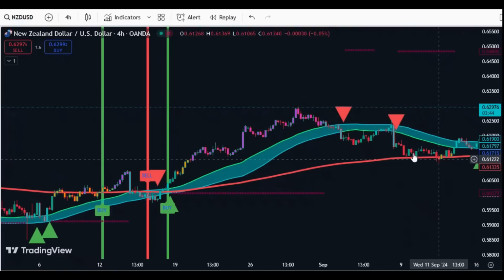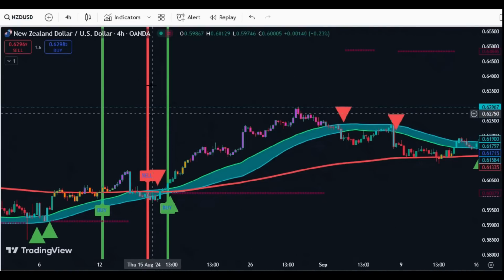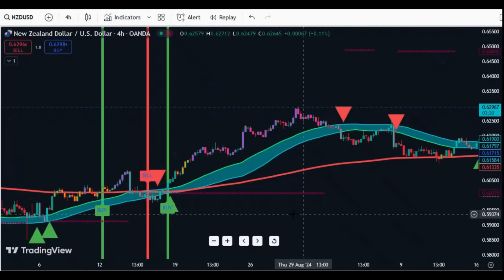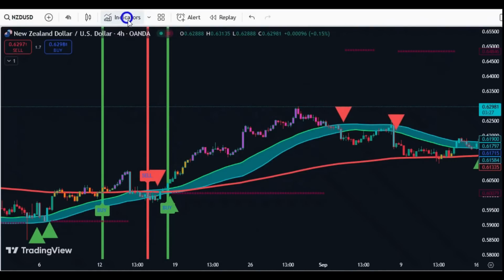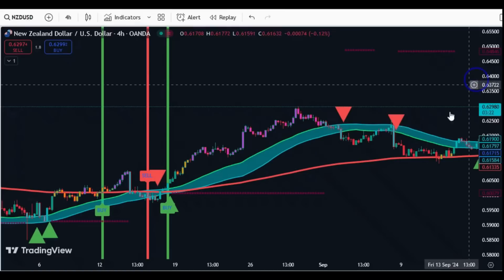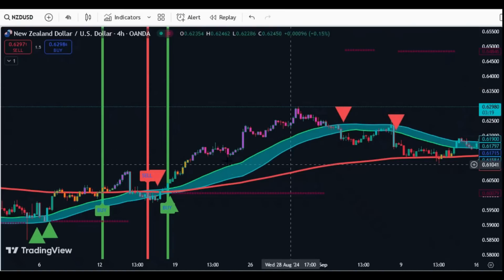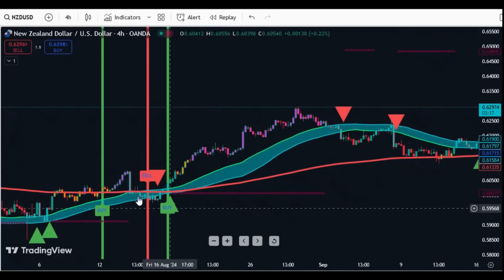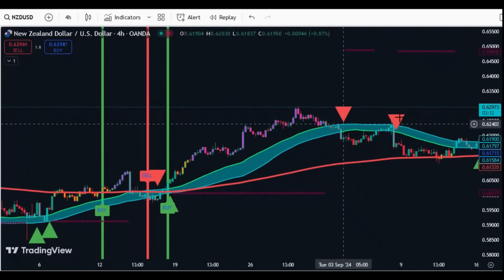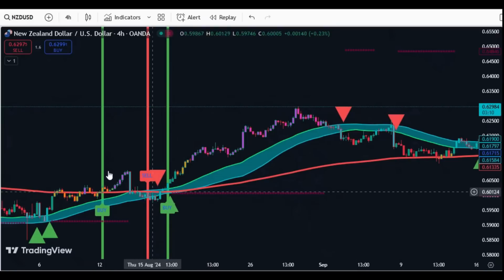Once you have done that, the next thing is to click on the indicator tab of TradingView. Once you are logged into your TradingView account, click on the indicator tab, so you'll be able to see this indicator called Pro Trading Intraday Buy and Sell. Once you see the indicator, click on it, then the indicator will be added to your chart, and you will instantly see the buy and sell signals appear in real time on your chart as the market is moving.